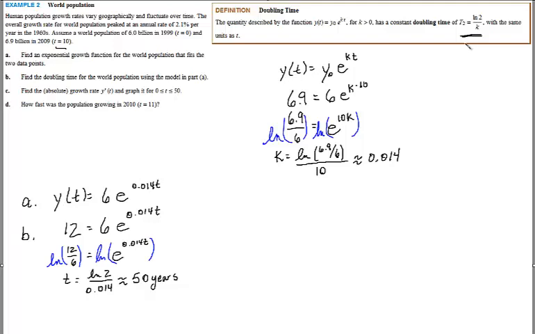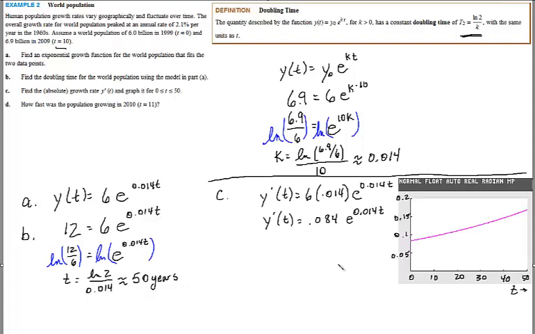Alright, I'm to find the absolute growth rate, which means that I'm going to find the derivative and graph it for C. Okay, I found that derivative, and I found that the growth rate was increasing exponentially. This was how I adjusted my window.